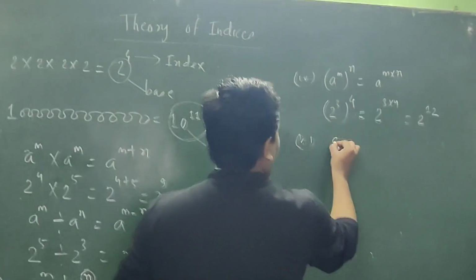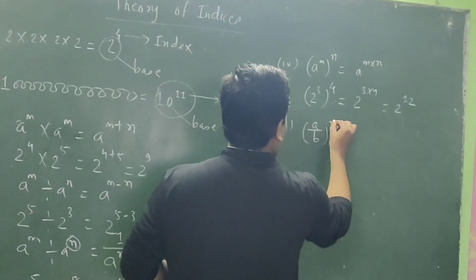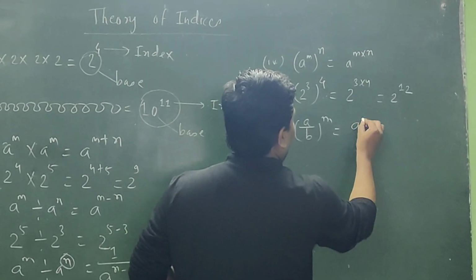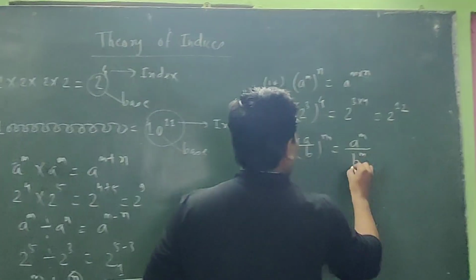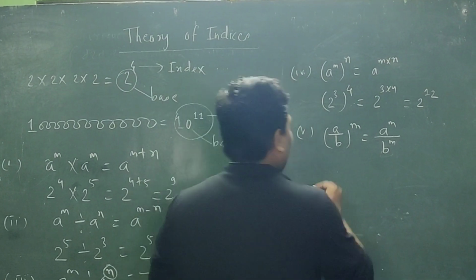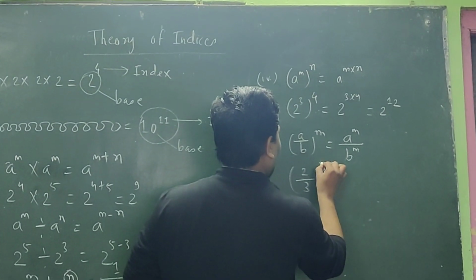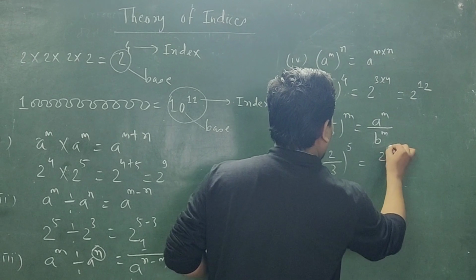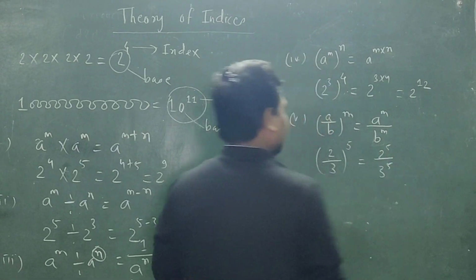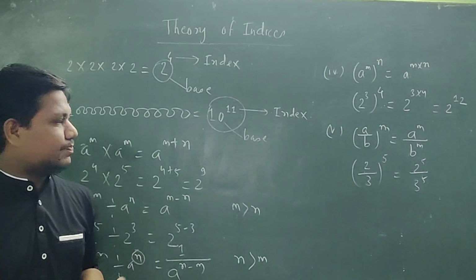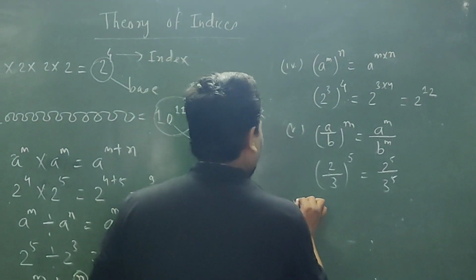Now if a upon b, whole raised to m, then the answer will be a raised to m divided by b raised to m. Let's take an example: 2 upon 3, whole raised to 5. It will be 2 raised to 5 upon 3 raised to 5. Isn't it very easy?